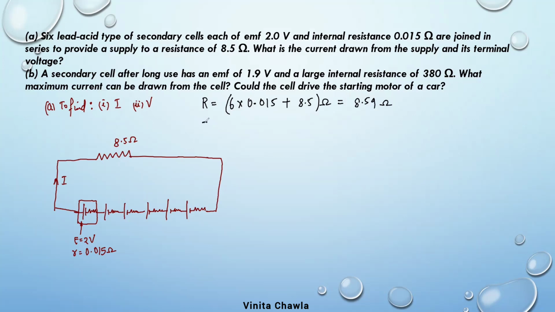And EMF is 12 volt. So net resistance and net EMF you know now, so you can easily find current. How do we find current? It's E by R. Divide these two: 12 upon 8.59. On solving this, you'll get the value of current.